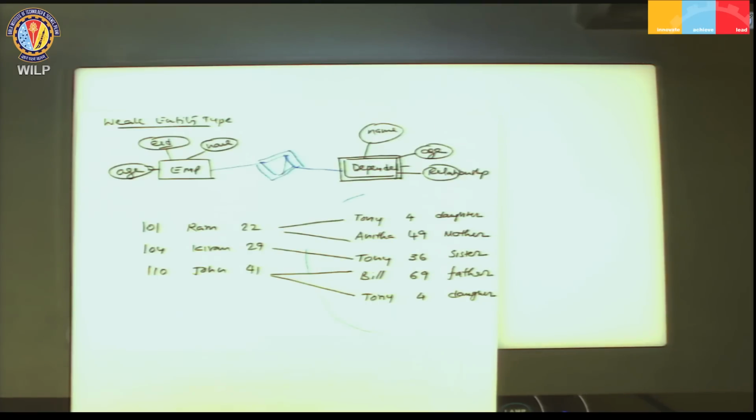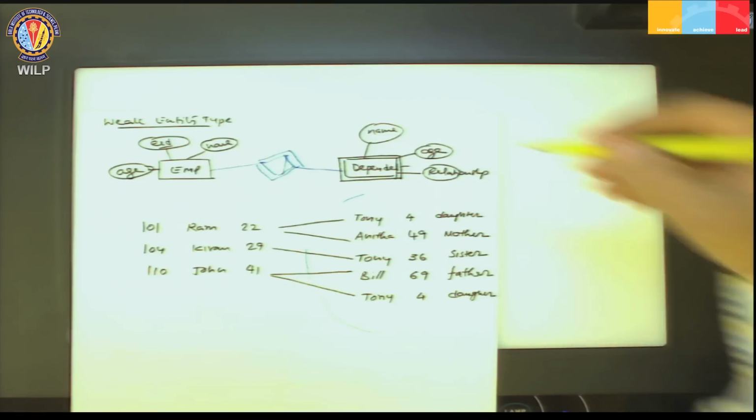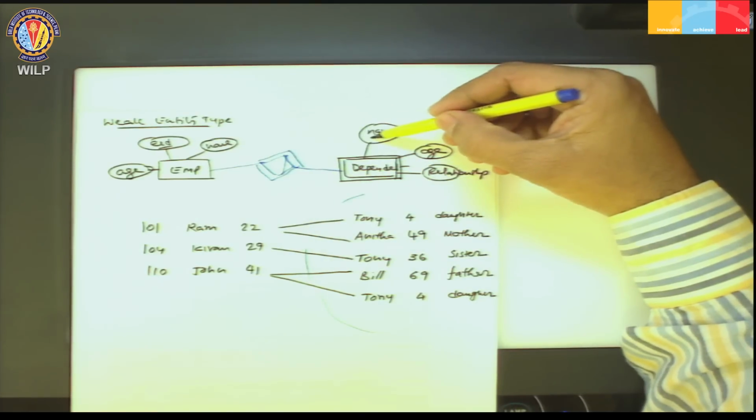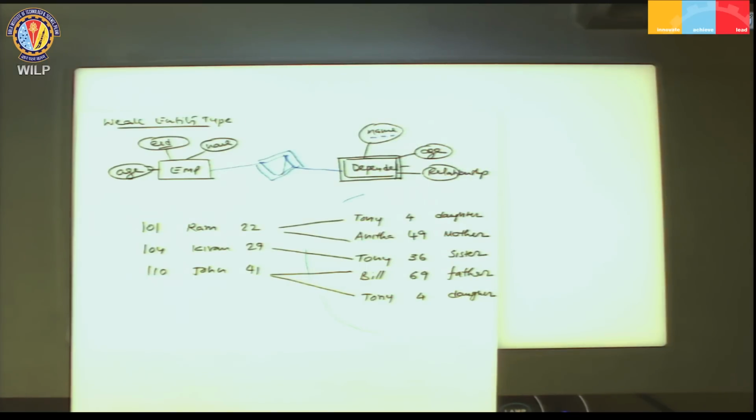So the employee ID, which is the primary key of the owner entity type, and some other attribute of the weak entity can provide unique identification to the entities in the weak entity type. So the employee ID of the owner entity and the name of the weak entity together can provide unique identification. The attribute which participates in becoming the primary key for the weak entity type is called a partial key. Here, in this specific example for dependent, name is the attribute which we can consider as the partial key.